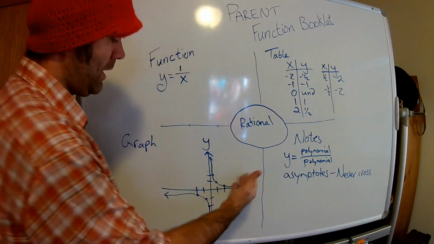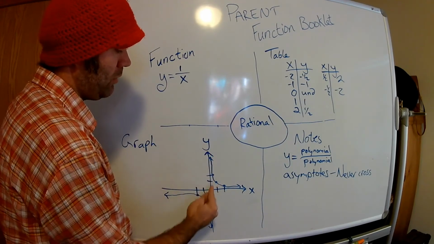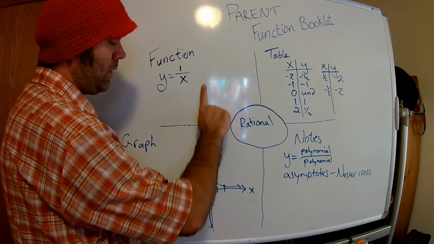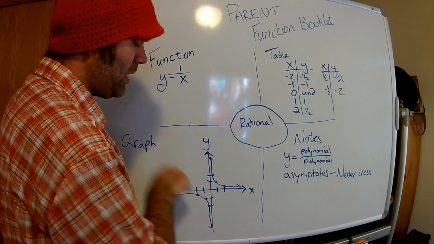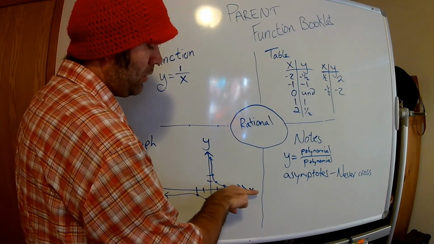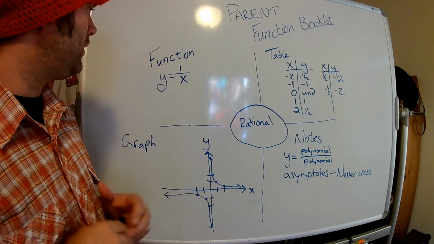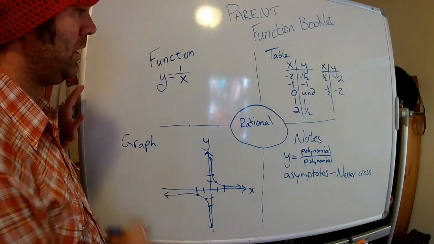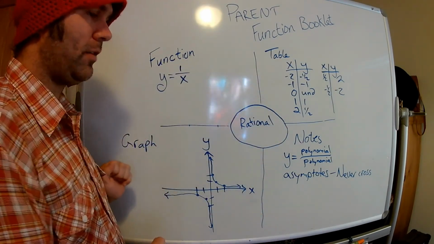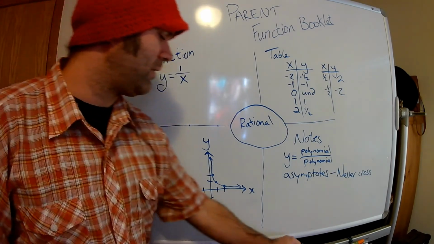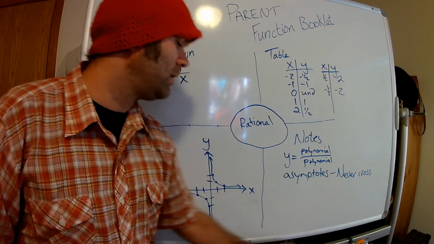And same with the right-hand side. We're getting closer and closer to the y-axis as we go up, but we never touch it. And as we go to the right, we're getting closer and closer to the x-axis, but we never touch it. So this is logically where we're going, to the rationals. So I wanted us to see that. You probably graphed these years ago, but it's probably been a while.